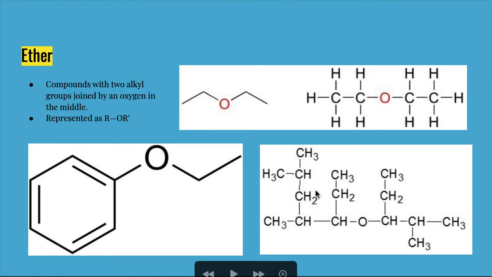But again, they can also look in any kind of form. So here's one that's attached to a benzene ring and an alkyl group. Here's one that's just like a chain, and here's a branched ether. So again, it can look like whatever it wants, as long as you see some sort of R group beside another sort of R group with an O in the middle, then it's an ether.